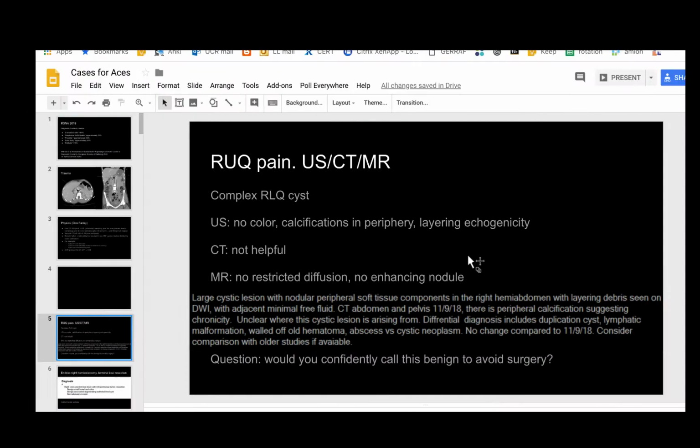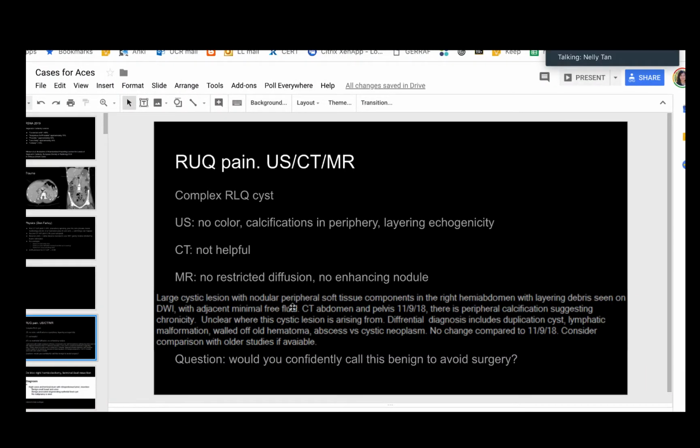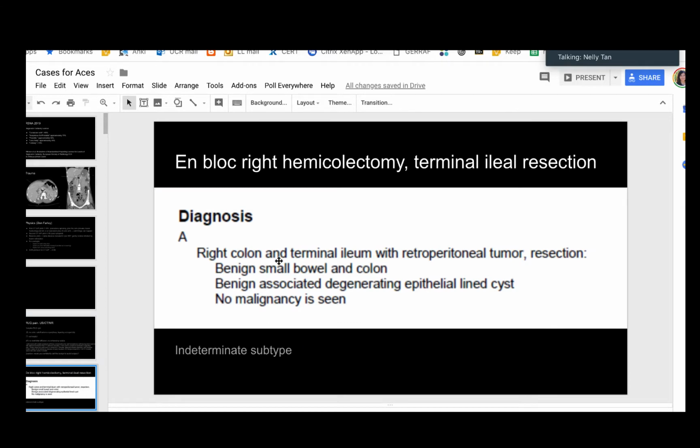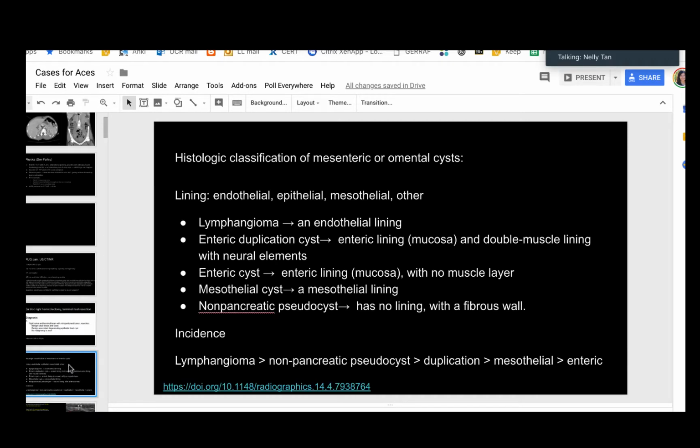So then this patient went on to get it resected. So this is what I said. I thought it was chronic and sort of benignish. But then I felt kind of like a wuss, and I said, well, it could also be a cystic neoplasm. So the patient went on to get an en bloc resection, a right hemicolectomy, terminal ileal resection, and that mass resection. It came back benign. And they said it was a degenerating epithelial lined cyst. They couldn't subtype the cyst. No cancer seen. So then there's this really great RadioGraphics paper.